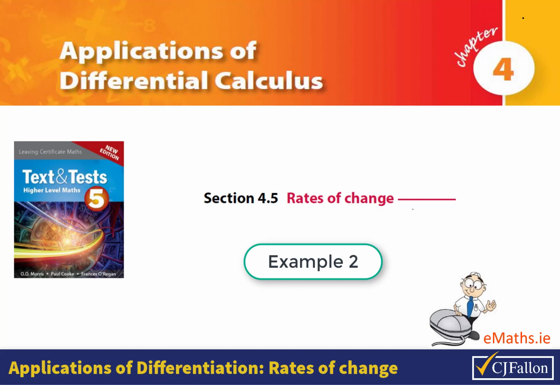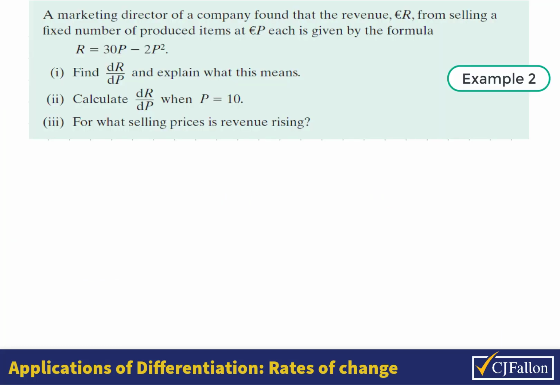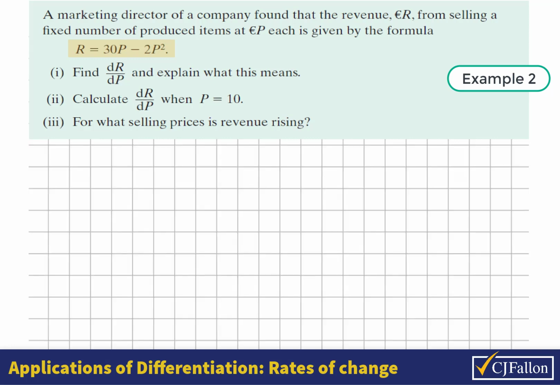Applications of differentiation, a rates of change example. A marketing director of a company found that the revenue, in euros, from selling a fixed number of produced items at p euros each is given by the formula R equals 30p minus 2p squared. Question 1. Find dR/dp and explain what this means.